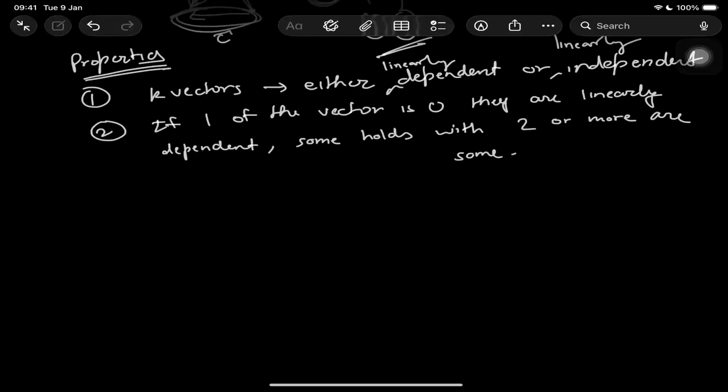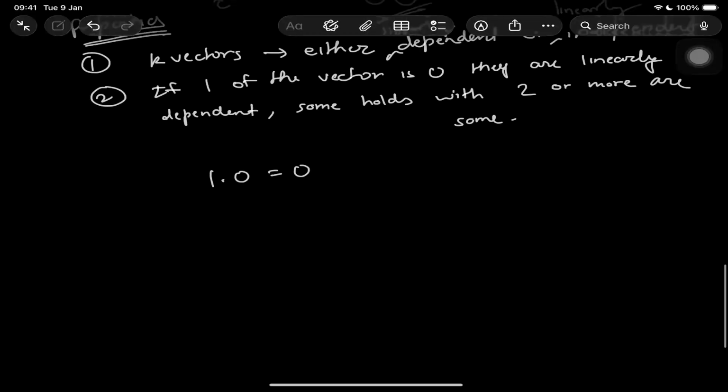So if one vector is a zero vector, 1 dot 0 is 0, so the set is automatically linearly dependent, right? If two vectors are the same, suppose 1 dot v plus minus 1 dot v equals 0, so the set is automatically linearly dependent. So whenever a set contains a zero vector or a duplicate vector, it's linearly dependent.